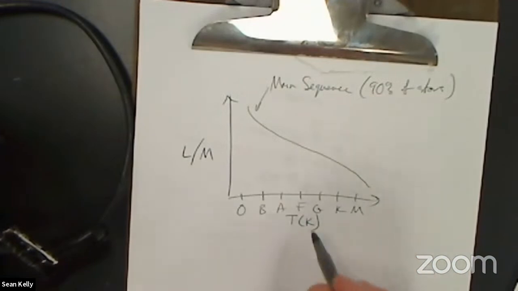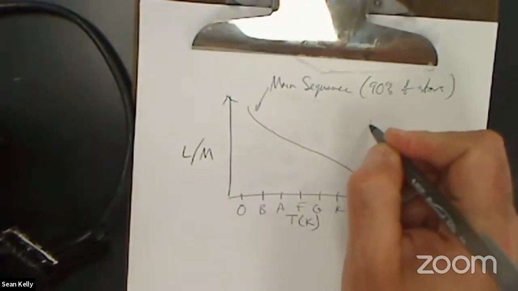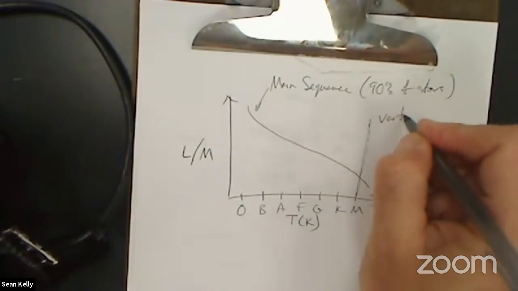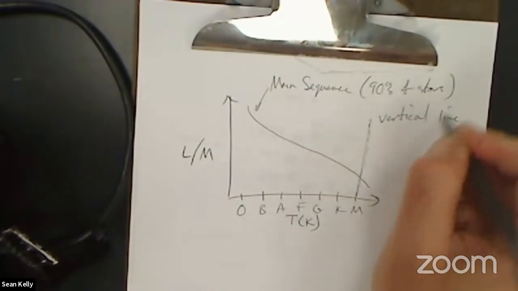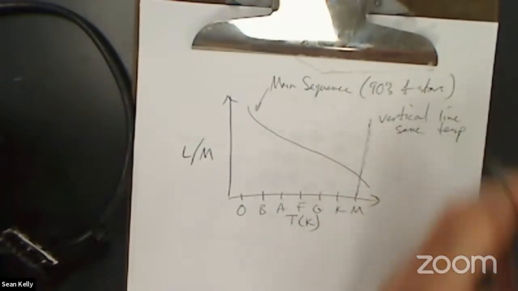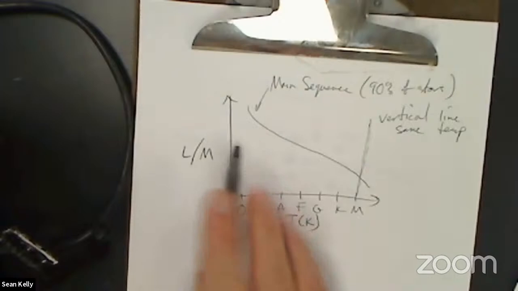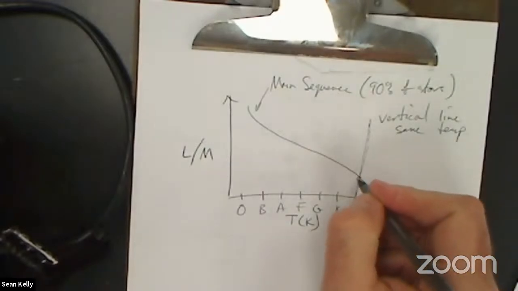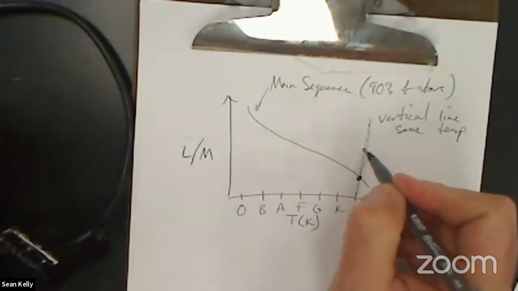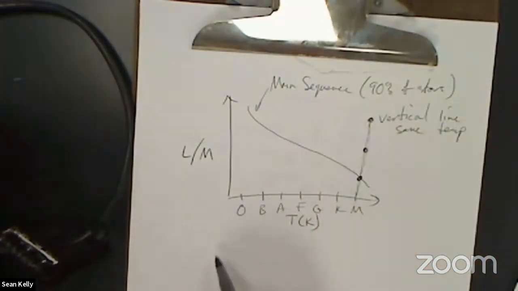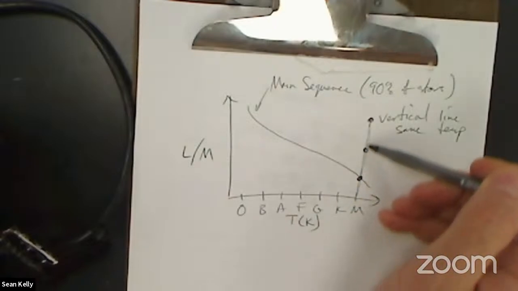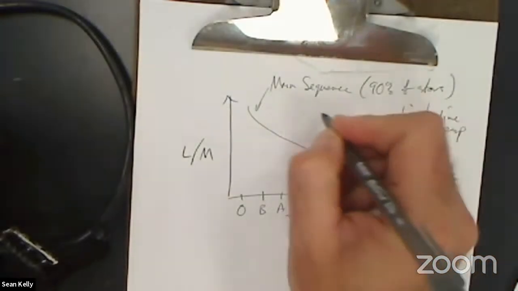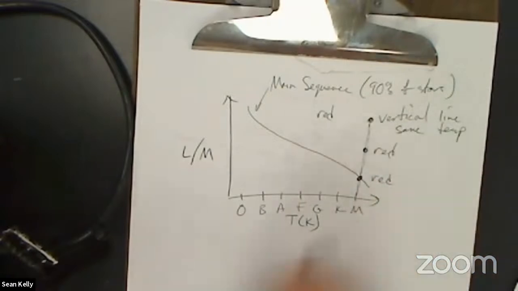Now, if I make a vertical line right here, what can you say about anything on this vertical line? They are the same temperature. And by the way, these are going to be kind of cool. Remember, the M's are the very cool ones. So I want to talk about three places: one on the main sequence, another a little bit above, and then one way up here. They are the same temperature. In fact, what color would they be? The answer is they're all going to be red. Red, red, red. They're all red.